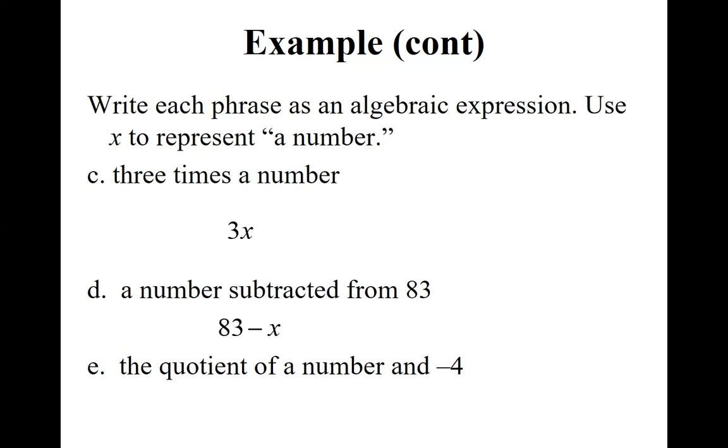And the quotient of a number and negative 4. The quotient of means division. Division, the order matters. First divided by second. A number divided by negative 4. X divided by negative 4. And a note, if we have a negative on the bottom, we can write the whole thing as a negative because that is a positive x divided by a negative 4. And positive divided by negative is negative overall. We can write that as negative x over 4.